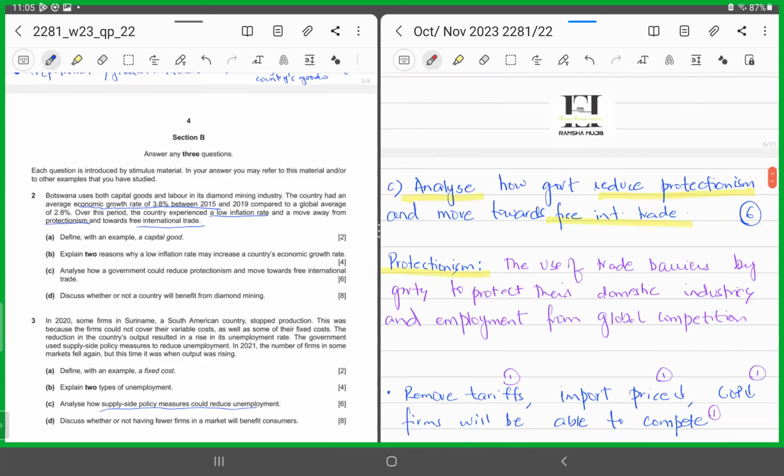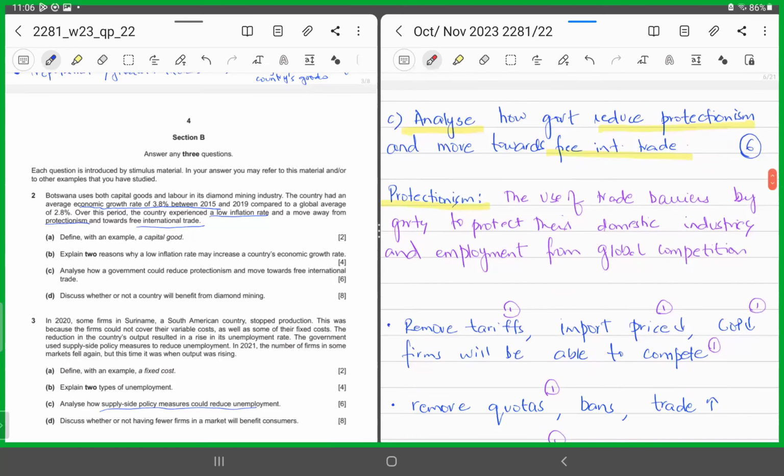Part C. Part C is an analyze question. Again, you need to find the cause and effect relationship, and you need to build your answer upon it. You need to say how the government is reducing protectionism and moving towards free international trade. So first, you'll think about all the tools that come under protectionism, and you will talk about what protectionism actually is. We know that protectionism is the use of trade barriers by governments to protect their domestic industries and employment from global competition, right?